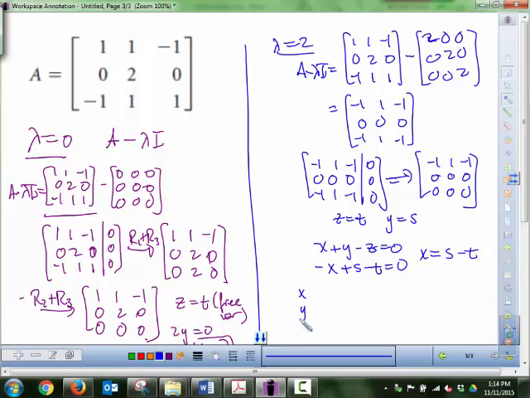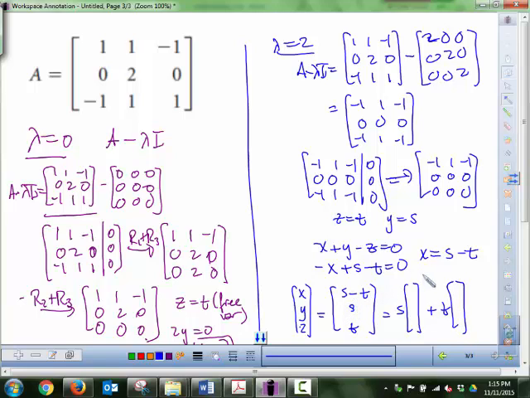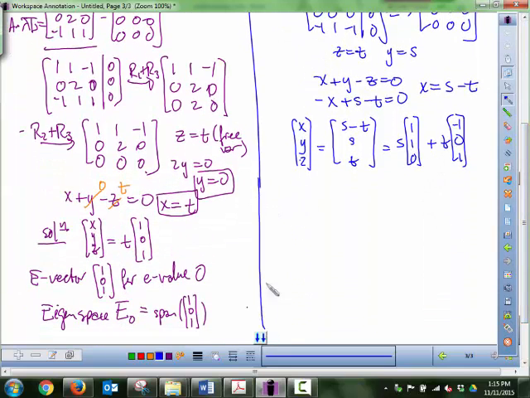So let's see, our x, y, z is going to become s minus t, s, and t, which means if I break this apart with an s first and a t second, I'm going to have a 1 times s, a 1 times s, and a 0 times s. Negative 1 times t, 0 times t, and positive 1 times t. So these two vectors, pretty clear, they're linearly independent. And so you have two eigenvectors associated with the eigenvalue 2.